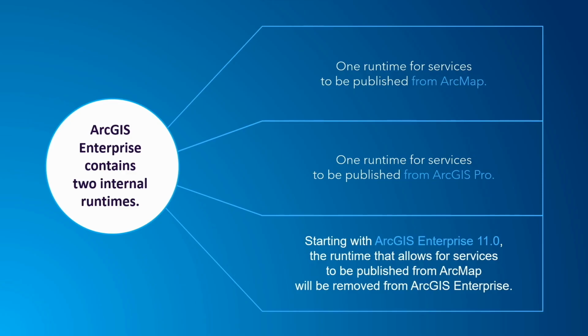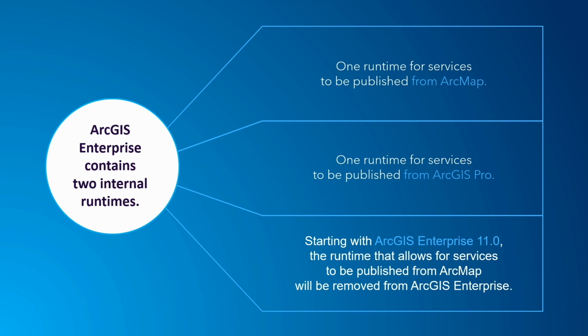First, there will be some updates to the runtimes of ArcGIS Enterprise. Currently, ArcGIS Enterprise contains two internal runtimes. One is used to run services published from ArcMap, and the other is used to run services published from ArcGIS Pro. And when you consider upgrading to ArcGIS Enterprise 11 that is planned to be released later this year, only the ArcGIS Pro runtime will be included.